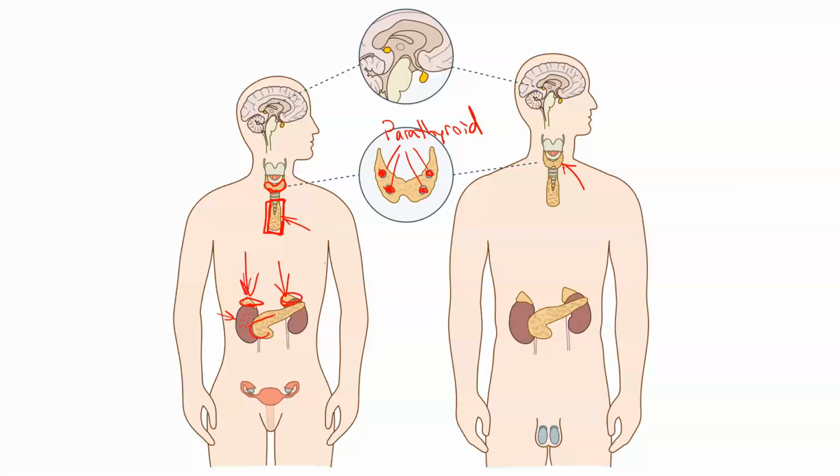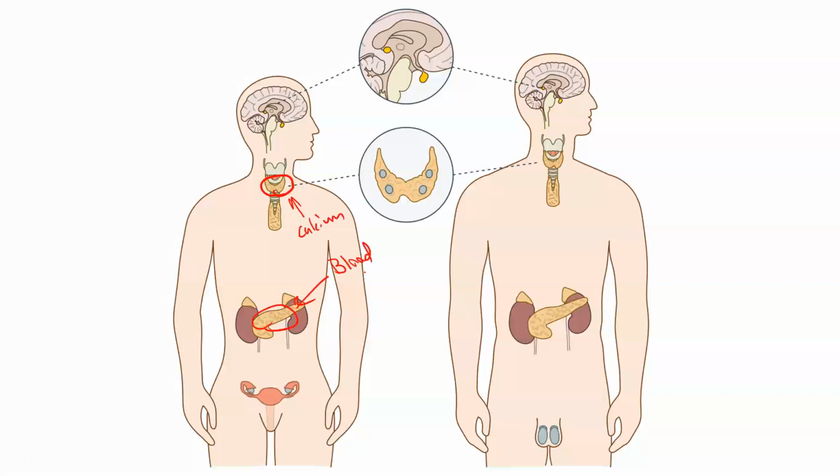Okay, your pancreas sits right here in the middle of your abdominal cavity, right nestled underneath your stomach, and that's going to release insulin and glucagon, two hormones that regulate blood sugar. So the thyroid gland and the parathyroid gland regulate calcium levels in your blood, and then the pancreas regulates your blood sugar, and these are two very important things to keep in a narrow range.